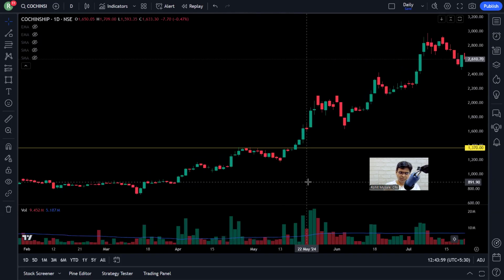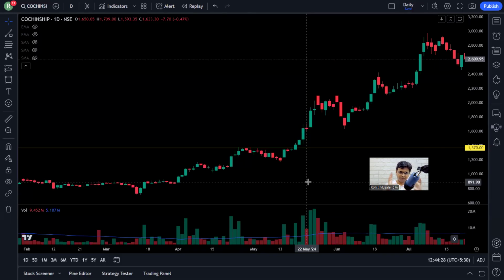So remember these 10 points. This is what I am looking for in the base. Number one, the more the number of candles in the base, the higher is the quality of the base. Number two, the more the number of contractions in the base, the higher is the quality of the base. Number three, the taller the base, the lower is the quality of the base. The shorter the base, the higher is the quality of the base.